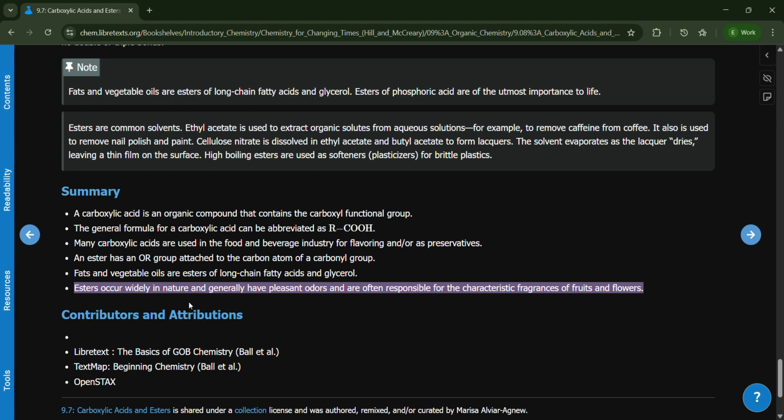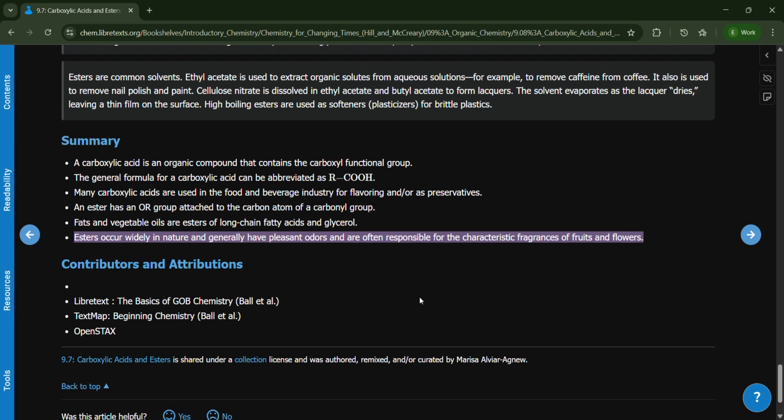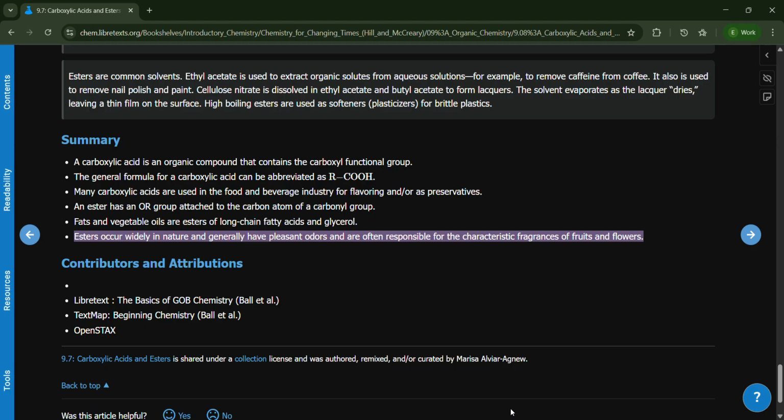Esters occur widely in nature and generally have pleasant odors, and are often responsible for the characteristic fragrances of fruits and flowers. Got it. Okay.